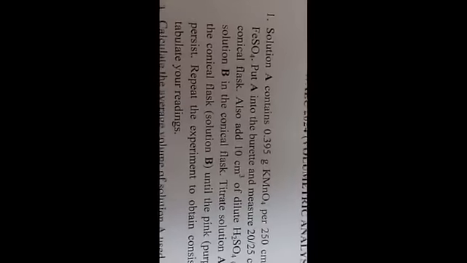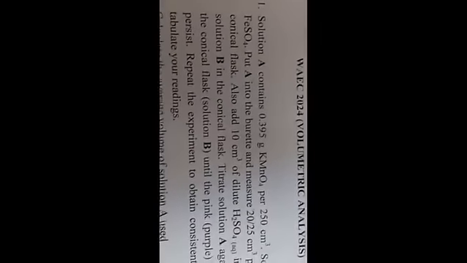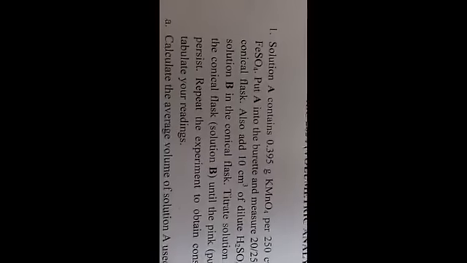So let's go to the main question and read it again. Solution A contains 0.395 gram of potassium permanganate per 250 cm cube. So we are given the mass of A in 250 cm cube, which is 0.395 gram. And then solution B contains iron sulfate. We don't know anything about solution B. There's no concentration of solution B given to us. So A is what they gave us the mass, 0.395 per 250 cm cube, and we have to find the concentration of A in mole per dm cube. So go to question B1.